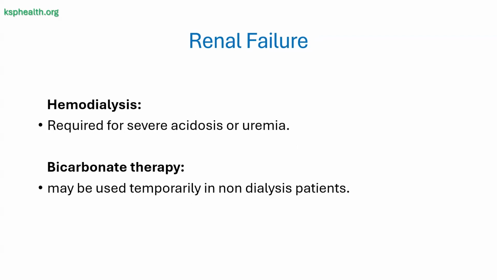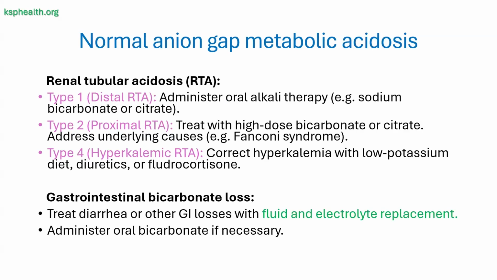Renal failure patients need hemodialysis because the issue is non-excretion of acid. So the only way to get rid of the acid is by doing hemodialysis. Based on the hemodynamics, you can do either continuous hemodialysis versus intermittent hemodialysis. The hemodynamics and underlying disease will dictate what to do. Bicarbonate therapy may be used temporarily in non-dialysis patients. Otherwise, the go-to is hemodialysis in patients with renal failure. Normal anion gap acidosis.